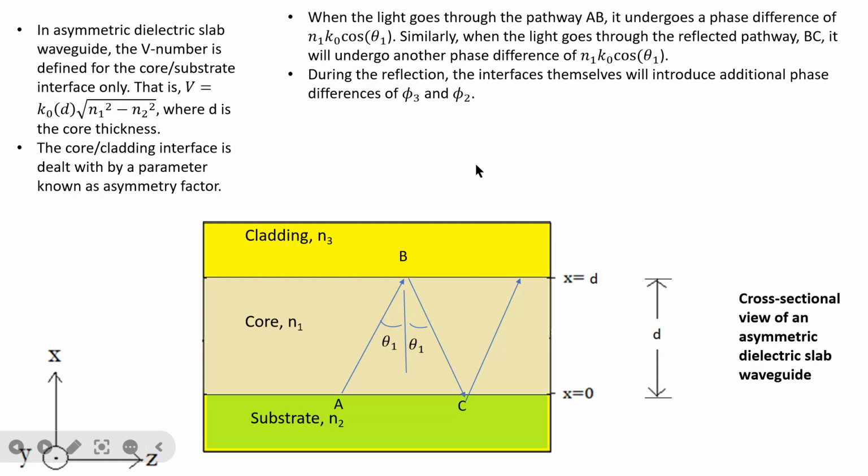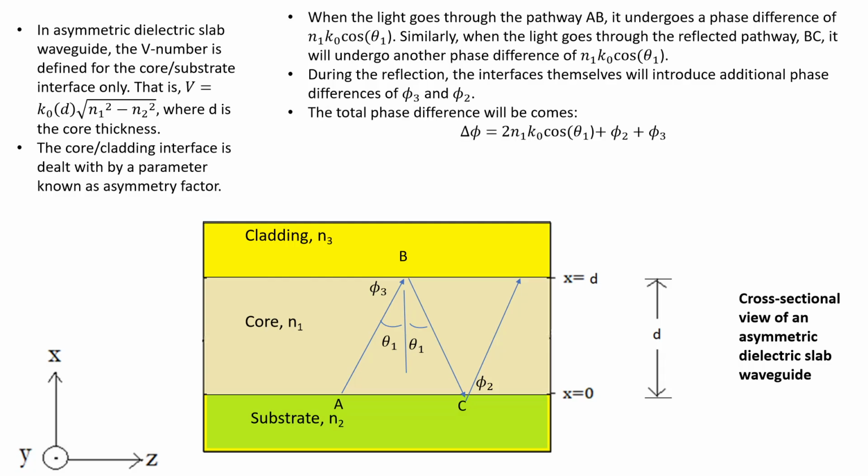So if we are going to calculate the total phase shift, delta phi, it will be equal to this one plus this one, which is 2 n1 k0 cosine theta 1, plus the phase shift at point C, which is phi 2, and plus the phase shift at point B, which is phi 3. So altogether, we have this phase shift.